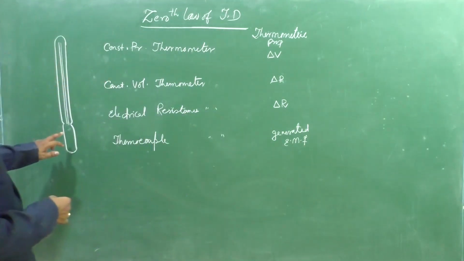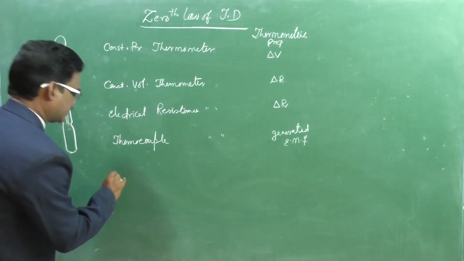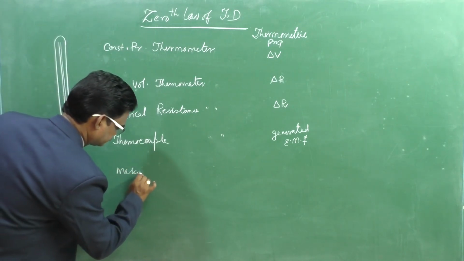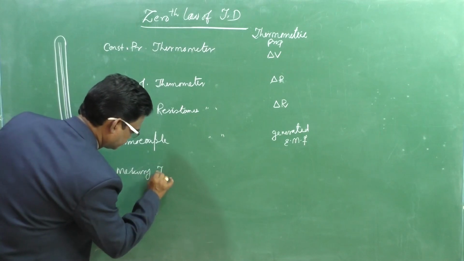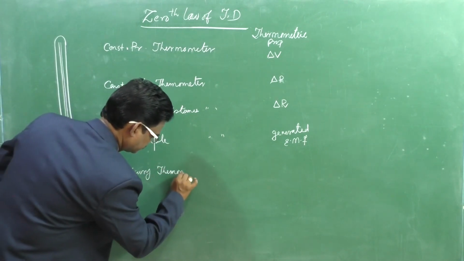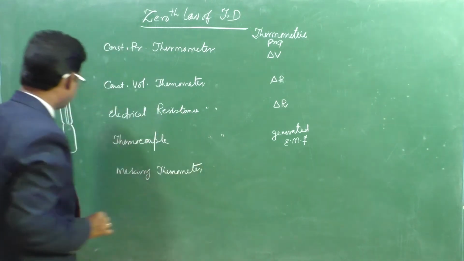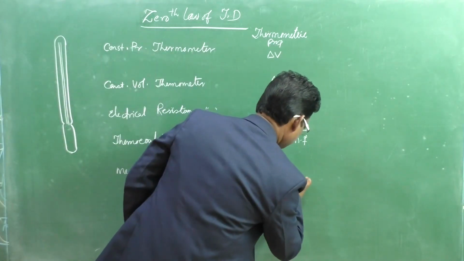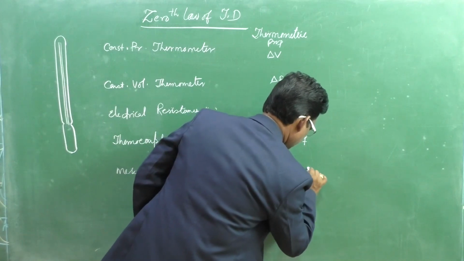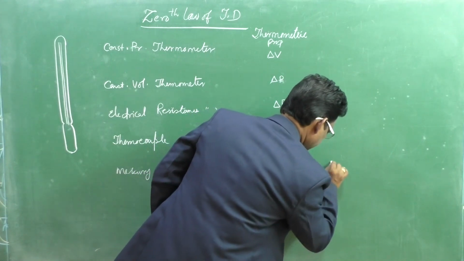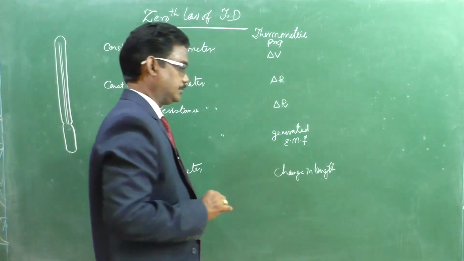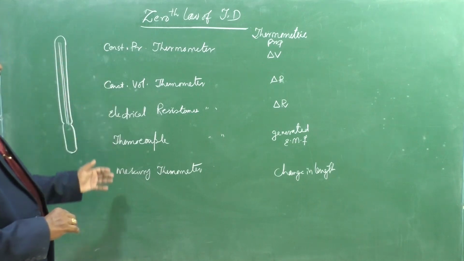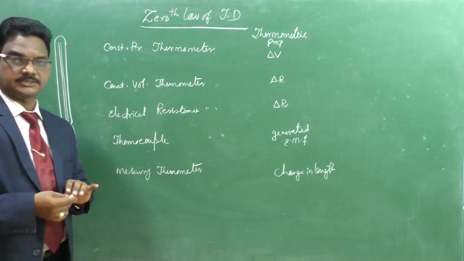Next one, if you consider the mercury thermometer, the change in length we will use. Based on this, we can devise these five types of thermometers.